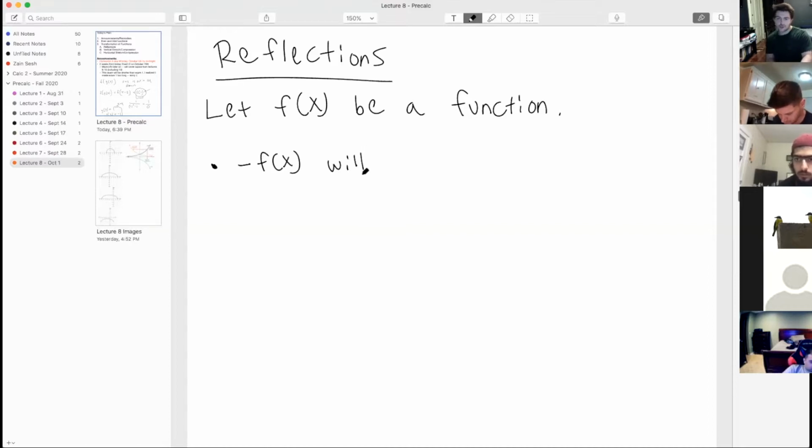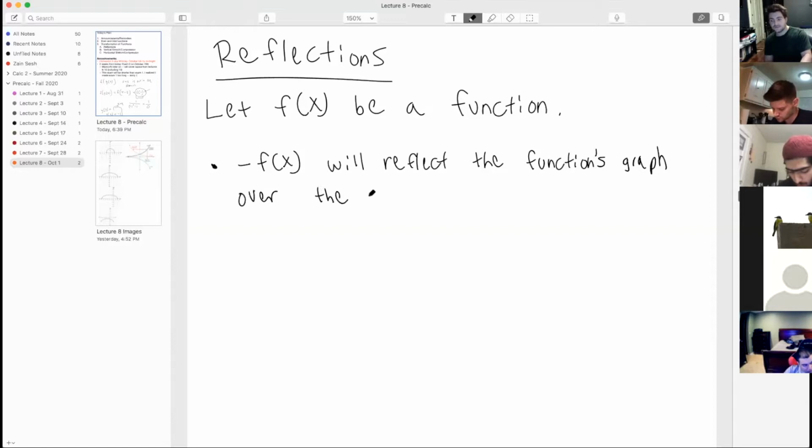What happens if I multiply the function by -1? That will reflect the function's graph over the x-axis. Okay? And I'm going to show a nice image that shows all this.